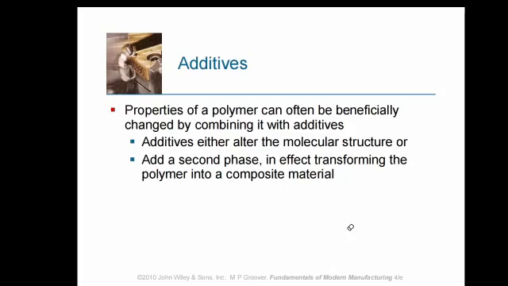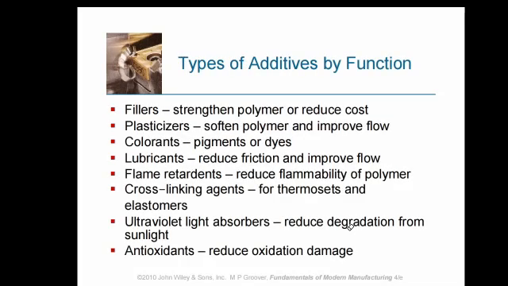And then when making polymers, sometimes you add some chemicals which are known as additives to modify the structure of the polymer. So additives either alter the molecular structure or they add a second phase, in effect transforming the polymer into a composite material. Here are examples of types of additives that are added in polymerization. Some additives called fillers are used to strengthen the polymer or to reduce the cost.